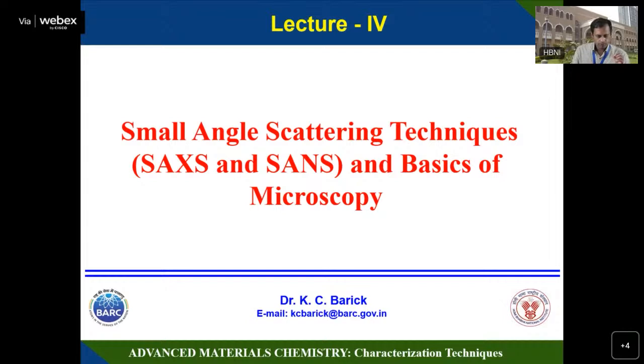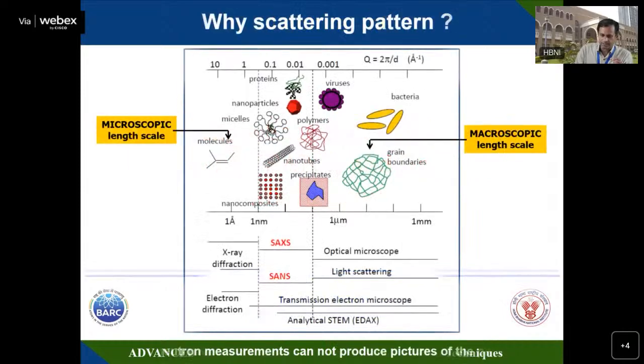Good afternoon. So today we will discuss mainly two X-ray based scattering techniques, that will be small angle X-ray scattering and small angle neutron scattering. Both X-ray as well as neutron we will see. In addition, we will discuss a little bit about the basics of microscopy. So before going to the next class, which will mainly be on electron microscope, today I'll just discuss a little bit about conventional microscope. But first, coming to X-ray scattering techniques.